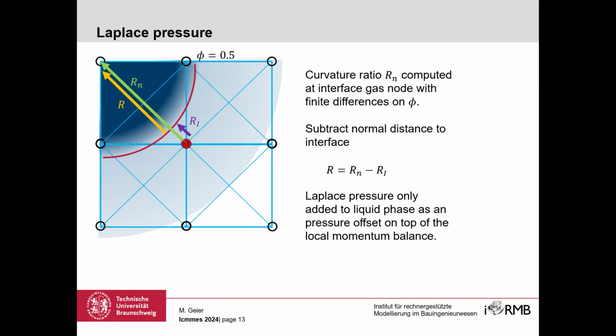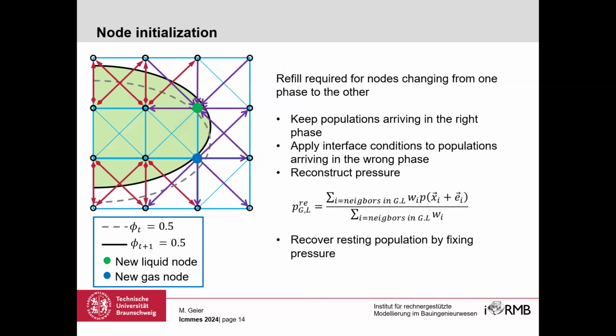So we compute the distance to the interface, we have the effective radius, and then the curvature radius, and then we subtract it, and then we get the actual radius of the interface, and from this we compute the surface tension. I'm going to have to speed up.